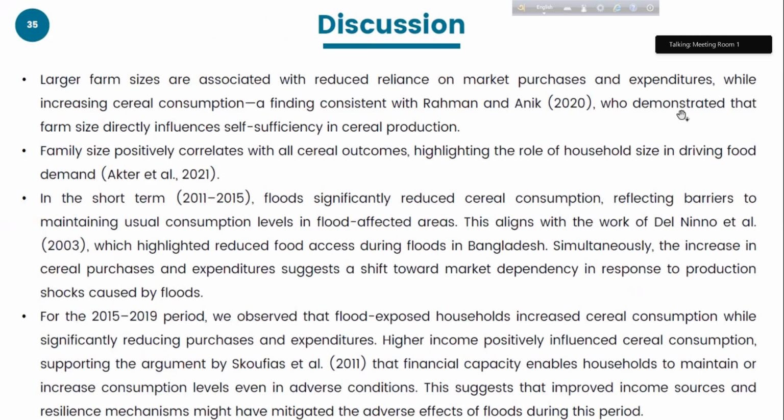In the short term, I found that floods significantly reduce cereal consumption, reflecting barriers to meeting the usual consumption levels of households in the flood affected districts. This aligns with previous studies. For the 2015-19 period, we observed that flood exposed households increased cereal consumption while significantly reducing purchases and expenditures. Higher income positively influences cereal consumption, supporting the argument from previous studies.